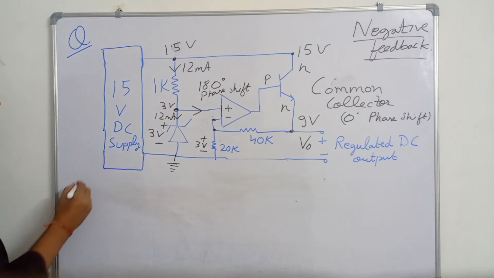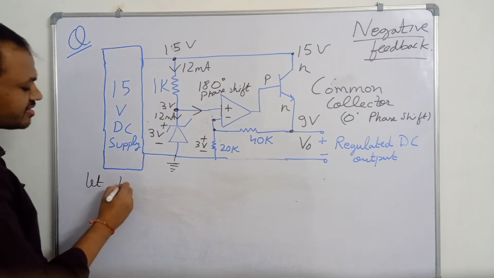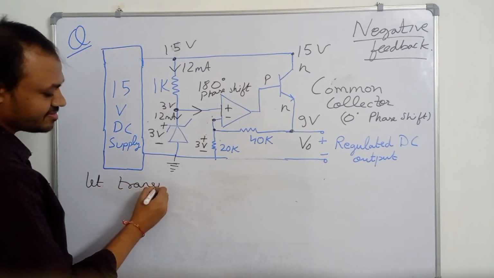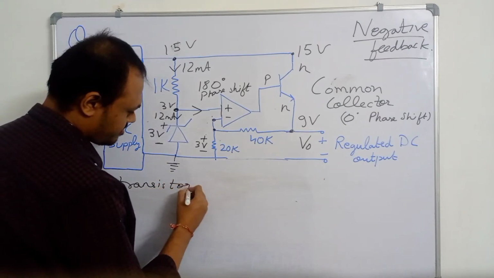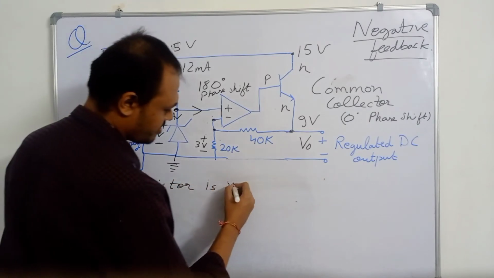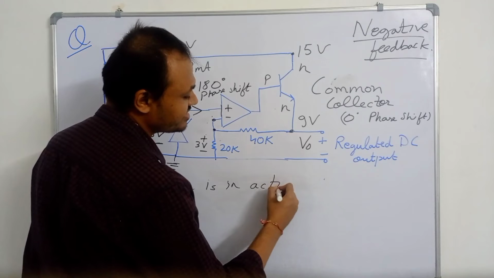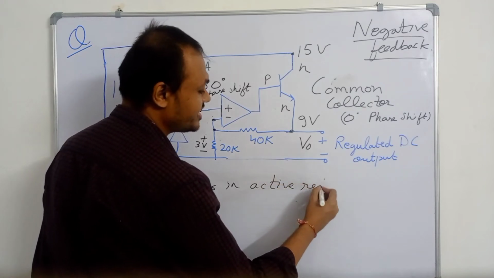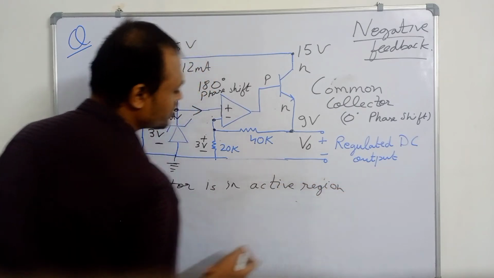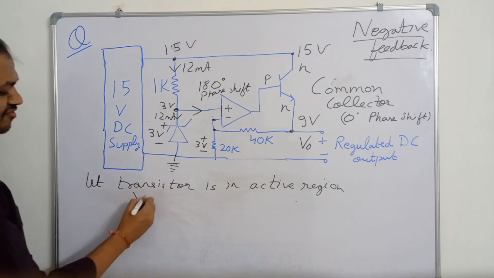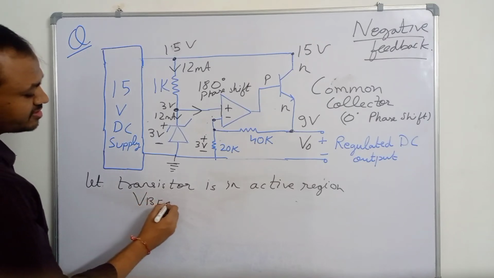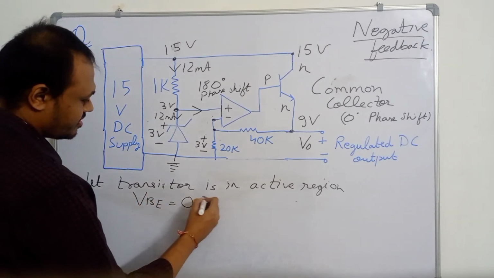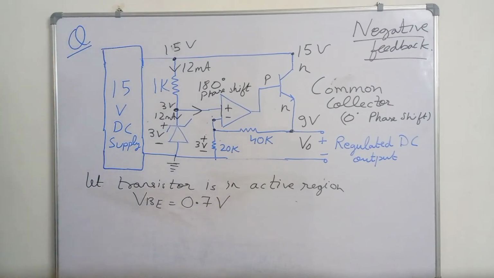So let the transistor be in active region. I am assuming that the transistor is in active region. I will prove it as well. Okay, so for a transistor in active region, VBE equal to 0.7 volt. This we know, that if the transistor is in active region, VBE equal to 0.7 volt.